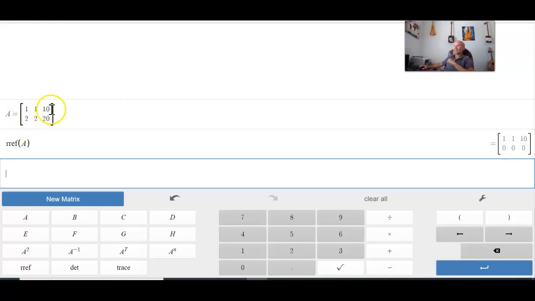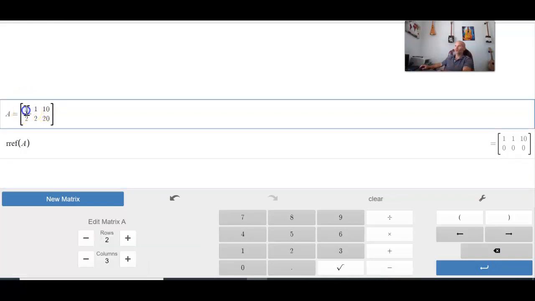And if we think about the Gaussian elimination that was performed, our first task is to make this first value a pivot of 1, which it already is. And then to cancel out this 2 to make it a 0, we would take negative 2 times the first row, add it to the second row. Negative 2 times 1 plus 2 is 0, and negative 2 times 10 is negative 20, plus 20 is 0. So we can see mathematically that in one step, we're done.